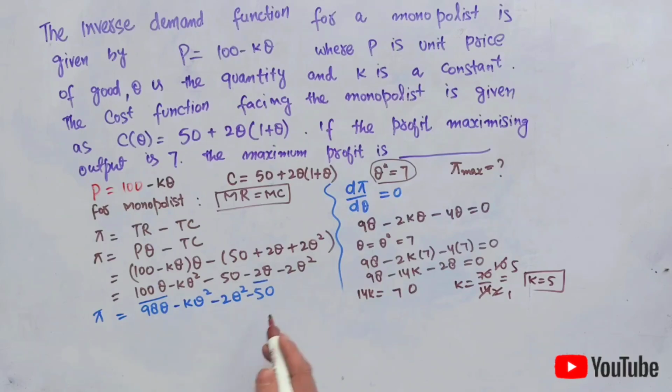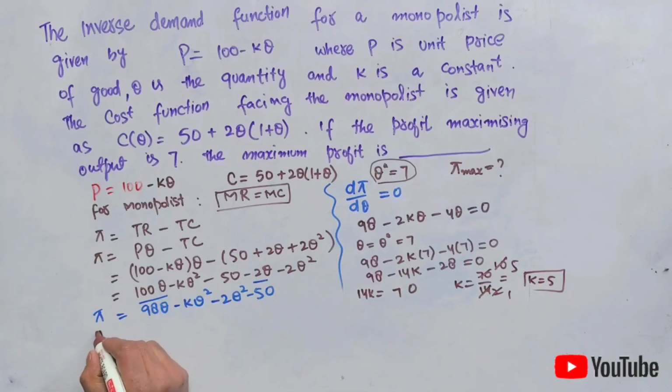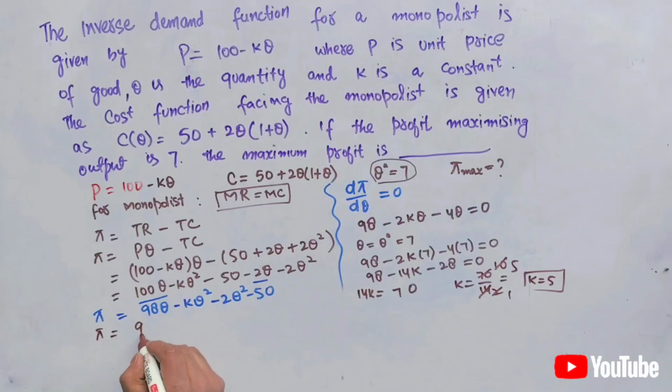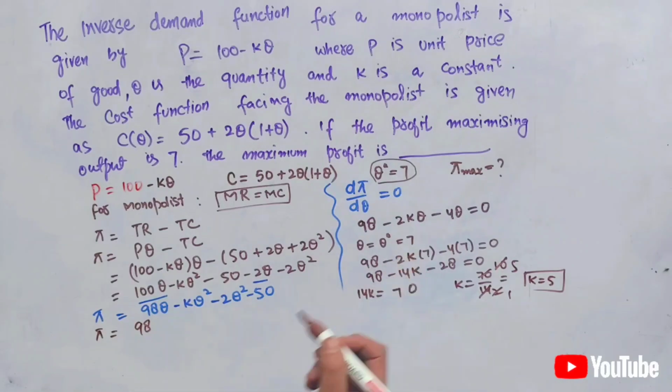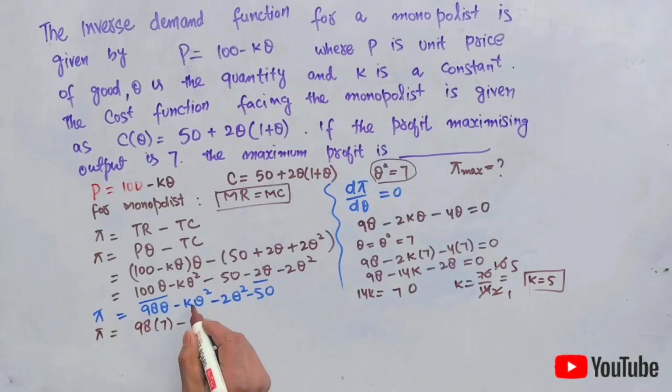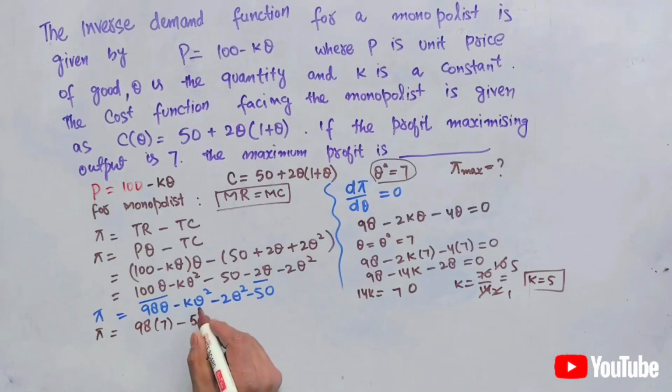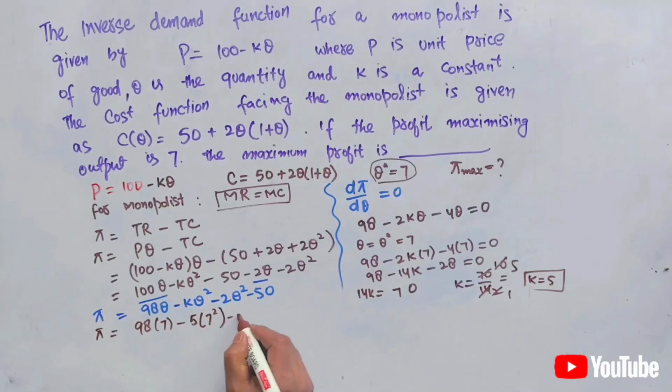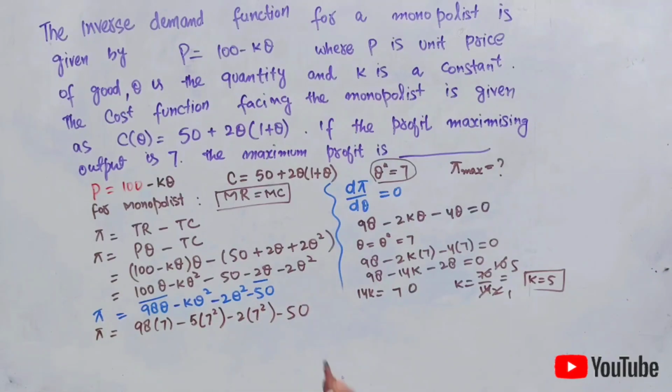Since this is our profit function, maximum profit will be equal to 98 times the profit-maximizing output, which is given as 7 minus k, with the value of k which we got as 5, times k, is 7 square minus 2 into 7 square minus 50. Let me see if I am within the limits.